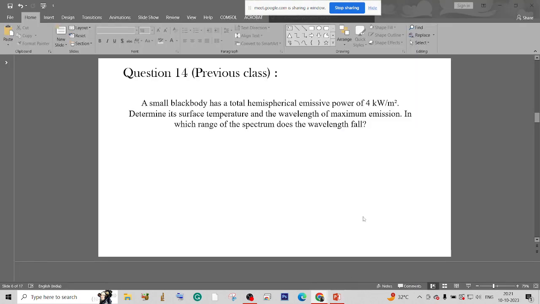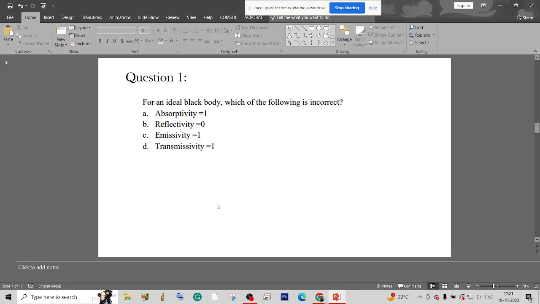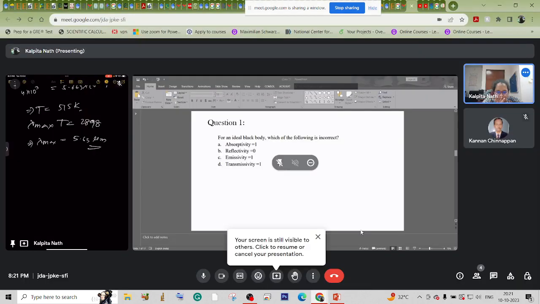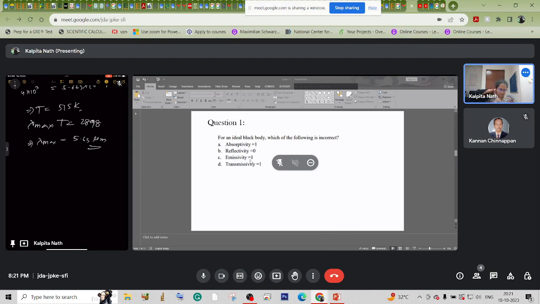So let's proceed to the first question of today's session. This was the previous day's question till now. Now for the first question of today's session, this is a rather simple question. For an ideal body, black body, which of the following is incorrect? I think you'll be able to answer this. It is very easy. Which of the following is incorrect? So what will be the answer? I'll give you 1 minute to answer this question, and then I'll tell you the answer.